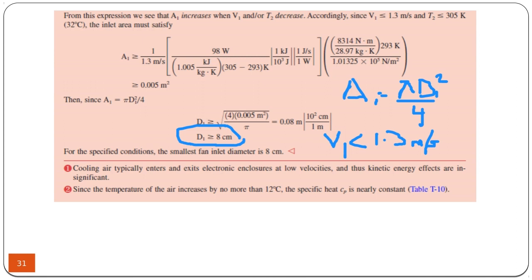Do you have any questions regarding this example? Okay, let's move then.